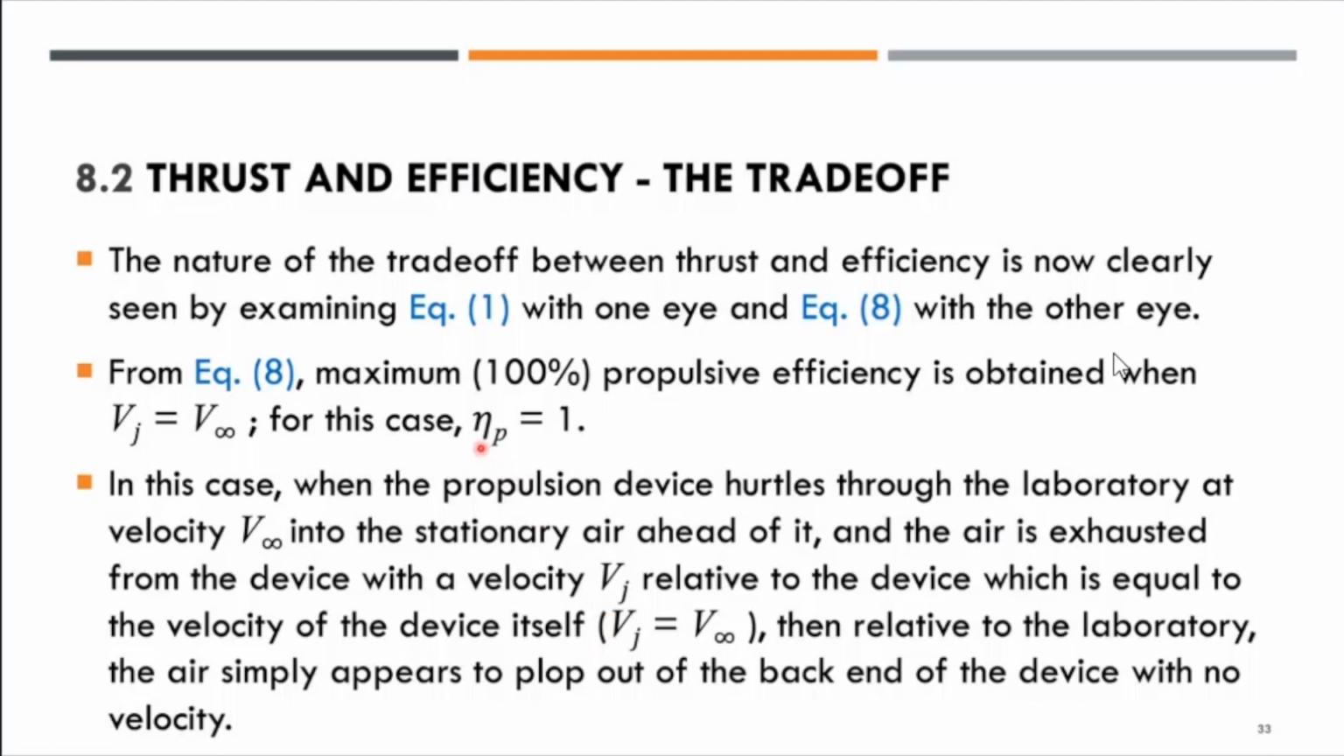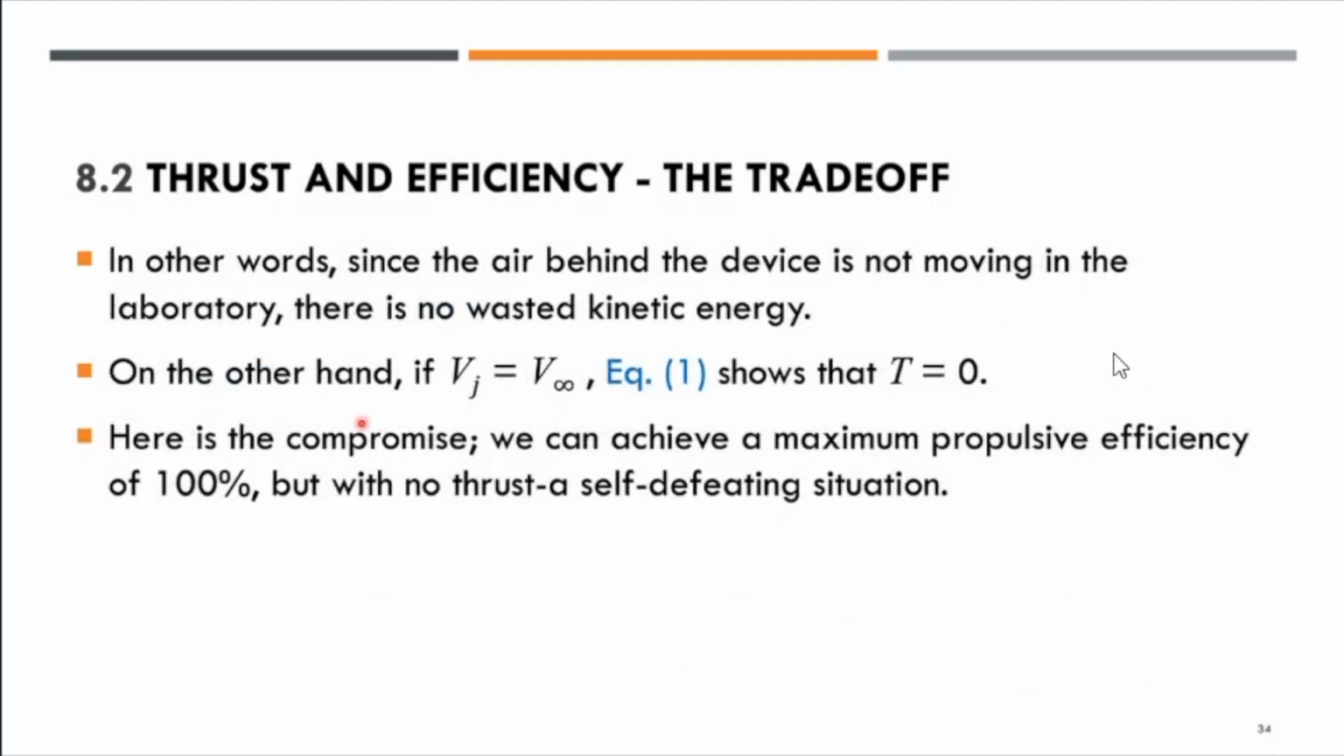In this case, zeta P equals 1, where Vj equals V infinity, and relative to the laboratory, the air simply appears to pop out of the back end of the device with no velocity. So you will experience no push from the vehicle. In other words, since the air behind the device is not moving in the laboratory, there will be no wasted kinetic energy.